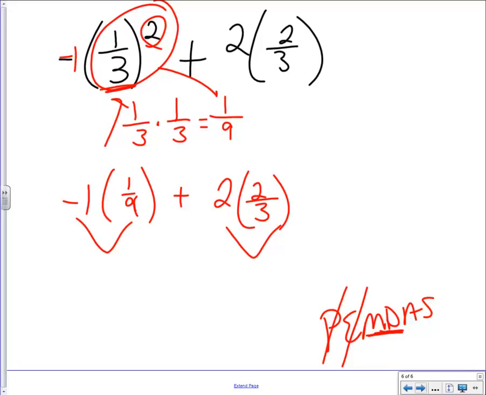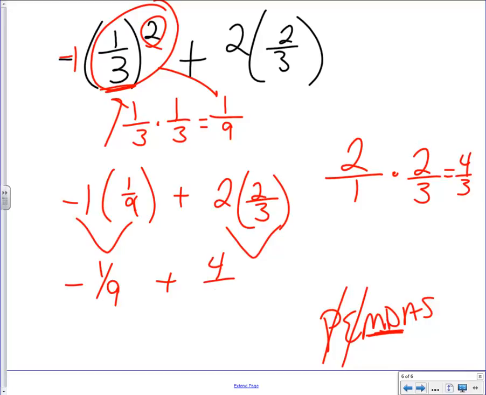So I'm going to multiply on the left side, -1 times 1/9, and it just becomes -1/9. Plus, I multiply on the left side, and I have 2, which is 2/1, times 2/3. Doesn't simplify, so I end up with 4/3 as this answer. Okay? All right, so now I've got an addition problem.